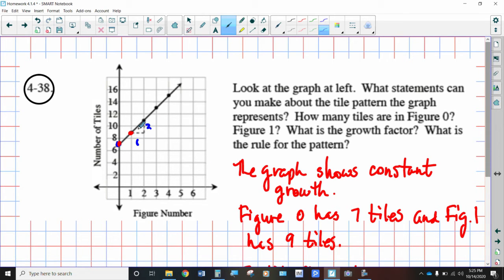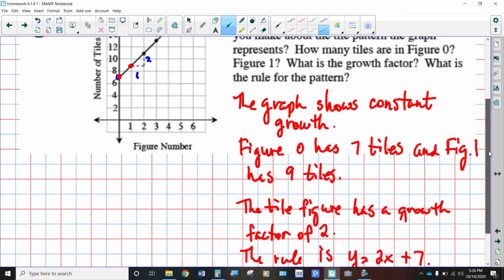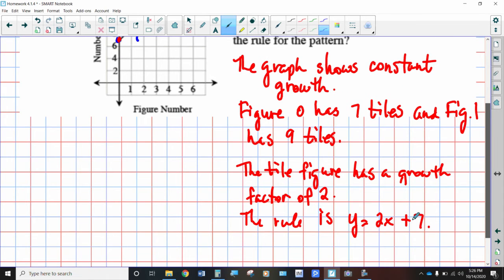If it were curved, it would be exponential growth or some kind of nonlinear growth. But the ones that have linear growth always are defined by this y equals mx plus b type of a rule, where m is your growth rate, in this case it's 2, and b is how much you start with, which in this case is 7 tiles. So our rule for this situation ends up being y equals 2x plus 7.